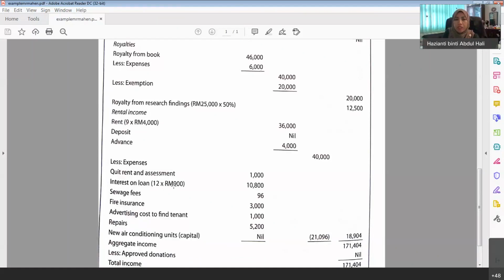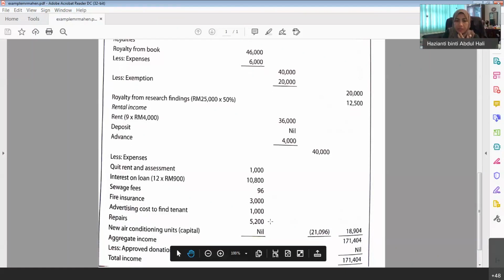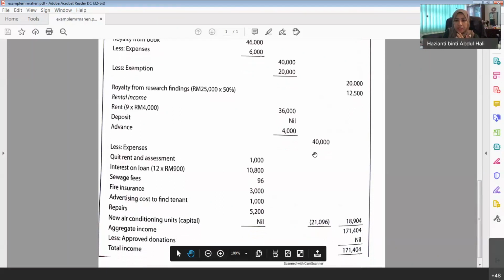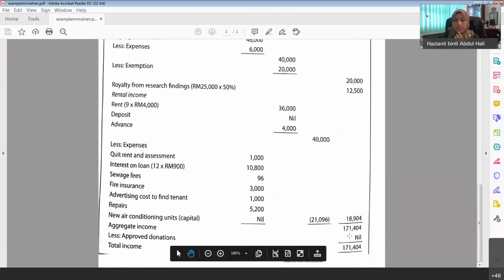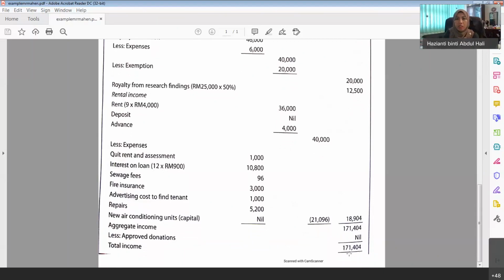Interest on loan 900 times 12 months. Sewage fees, fire insurance, advertising cost to find tenant, repairs and air conditioning tak boleh lah. Alright, so that will give us aggregate income of 171,404. Approved donation tak ada and total income 171,404. There is a continuation to this question but for now we are only doing section 4B until F.